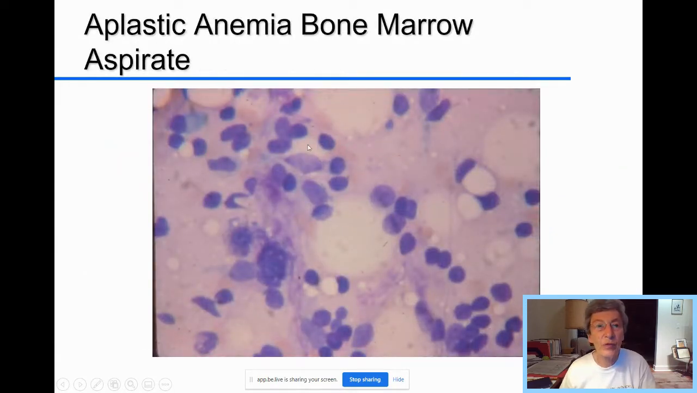This is an aspirate from a patient who had aplastic anemia. It's not a great specimen, I must admit, and it's from many years ago. But what you can see are a lot of nuclei with some cytoplasm. Maybe these are lymphocytes. This would be an erythroid or red cell precursor.